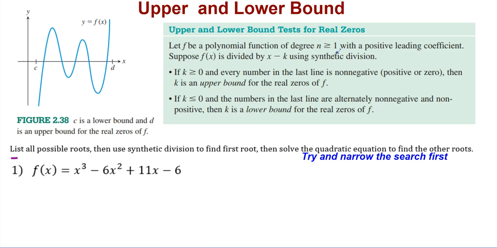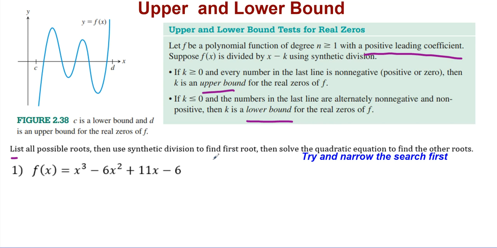So we have a polynomial of degree greater than 1, so it's not linear, it's quadratic, cubic, whatever. And it has to have a positive leading coefficient. So suppose we do synthetic division with a positive number, and every number in our answer is non-negative, basically all positive, then we found an upper bound. That means we're not going to have any zeros greater than that number. And conversely, if we pick a negative number to do synthetic division on, and the last line is alternately positive and negative, then we found a lower bound.